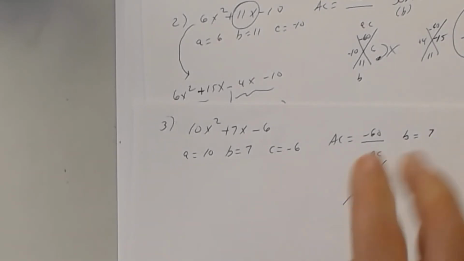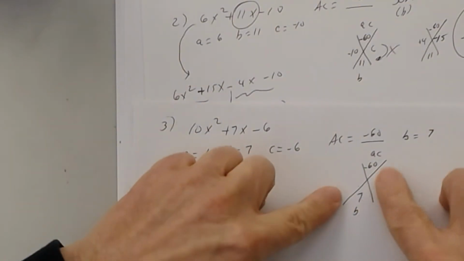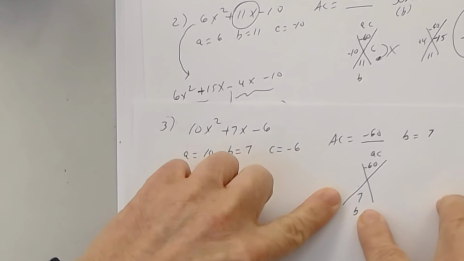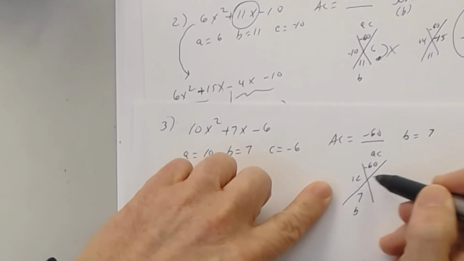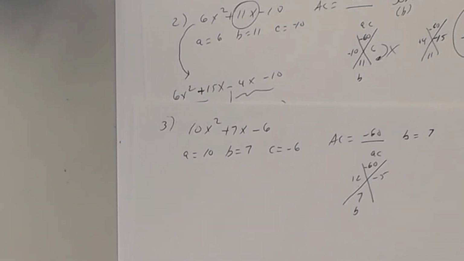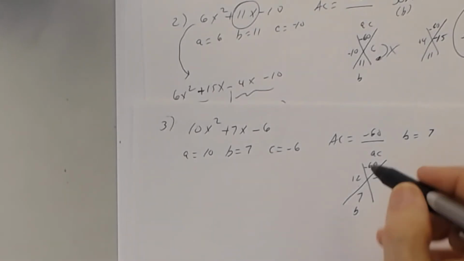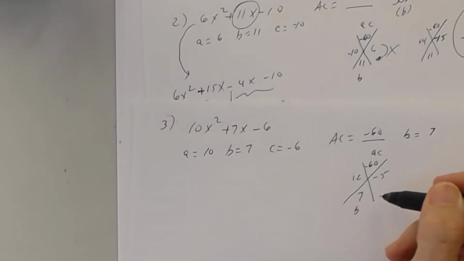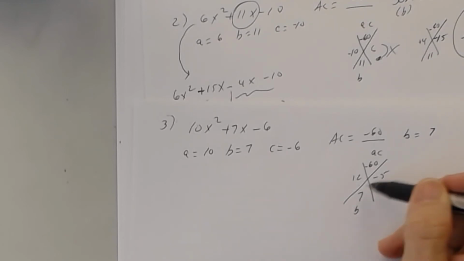So now you have to find two numbers whose product is negative 60 and whose sum is 7. You want to try 12 and what? Negative 5? All right, let's see. Y'all agree that works? Yep, that works, because 12 times negative 5 is negative 60, and 12 plus negative 5 is 7. Once you get that, the rest is easy.